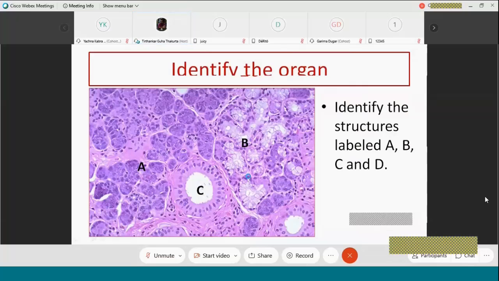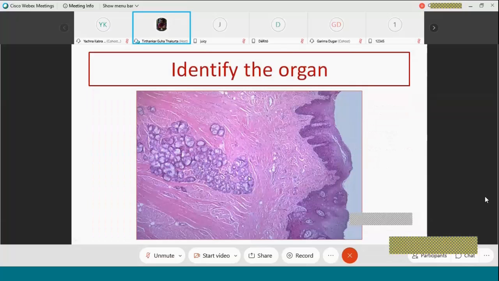Now here there is an organ. Try to identify this organ. Now there are three components you should see. There is a right hand side, there is a middle part, and there is a deeper left hand side, and with some fibers running side by side. So think which organ can have all these components.